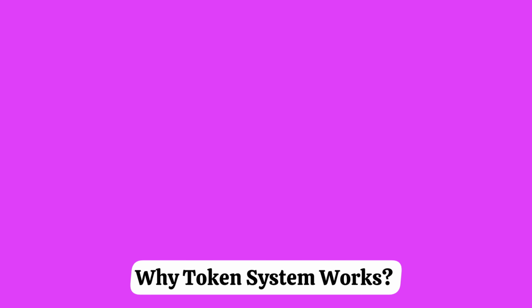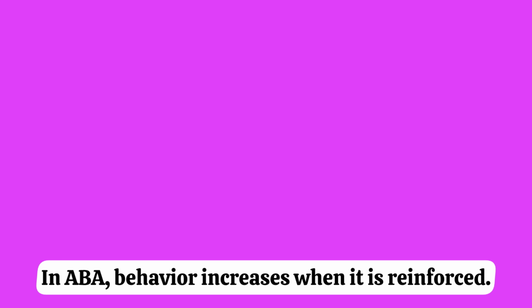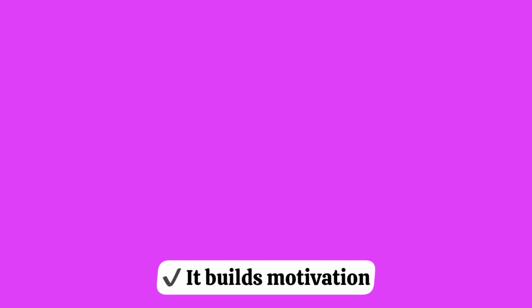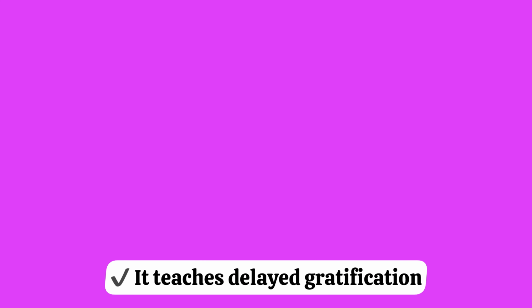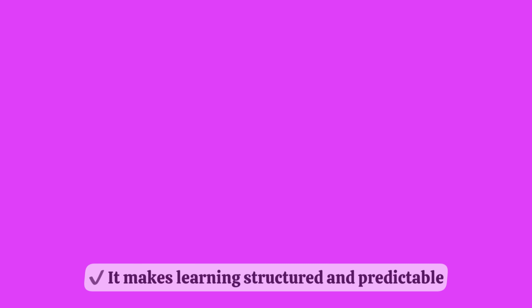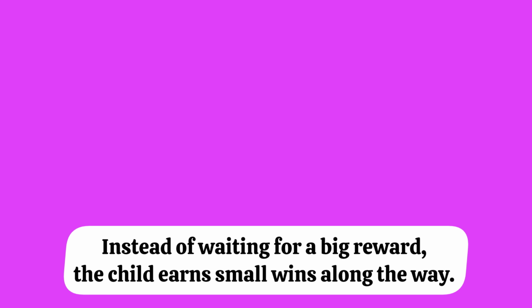Why does a token system work? In ABA, behavior increases when it is reinforced. A token system works because it provides immediate feedback. It builds motivation. It teaches delayed gratification. It makes learning structured and predictable. Instead of waiting for a big reward, the child earns small wins along the way.